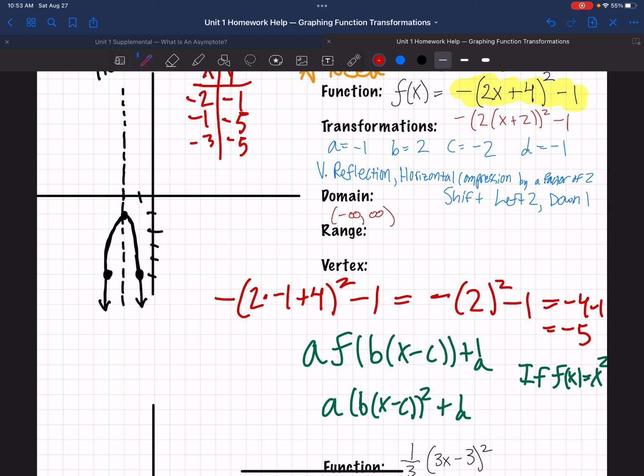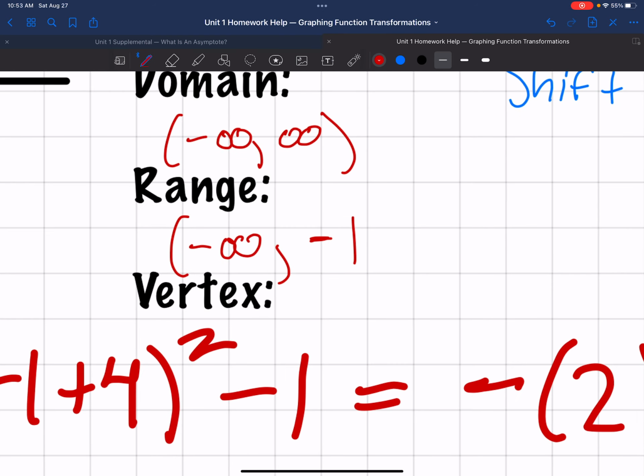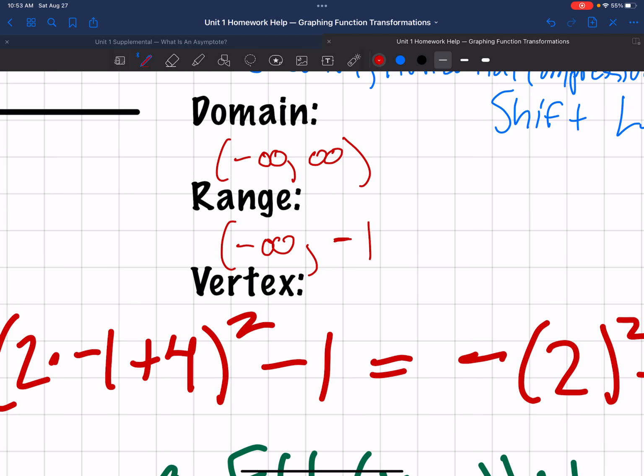So notice it's pointing down, which means it goes down to -infinity. And it rises up to a maximum of -1. So I'm actually going to put a -1 here. Let me zoom in, because I know on a YouTube video it might be harder to see than my physical iPad here. So it goes from -infinity to -1. Bracket, since it hits that point.